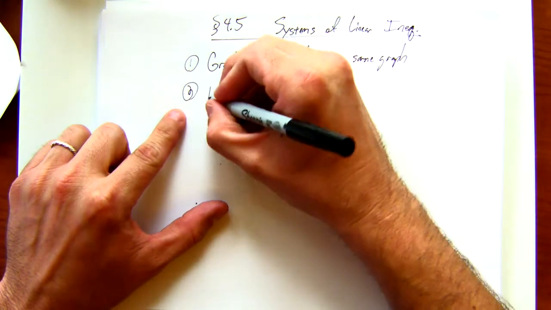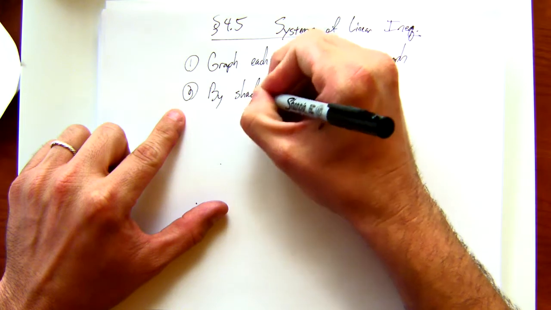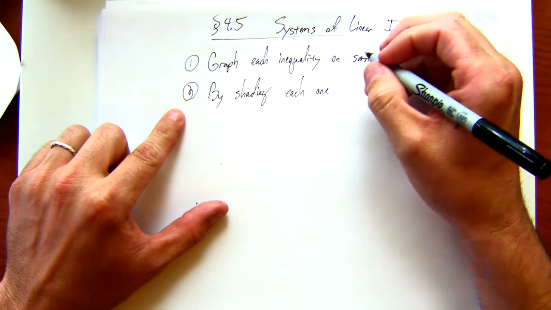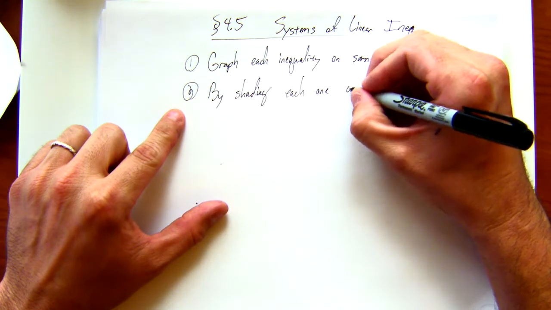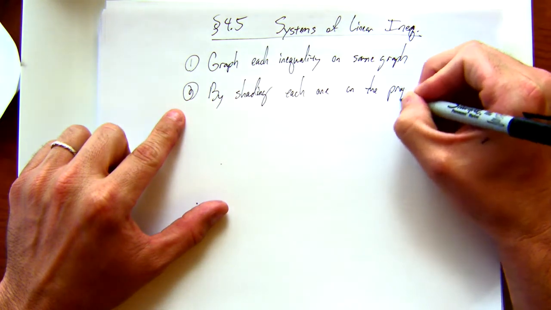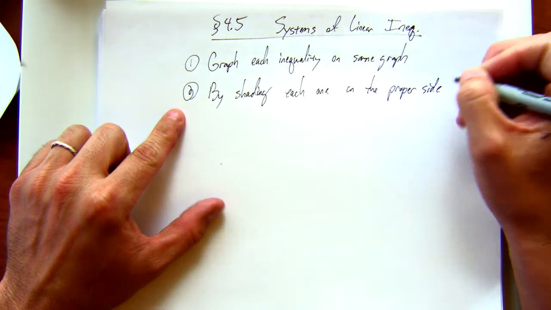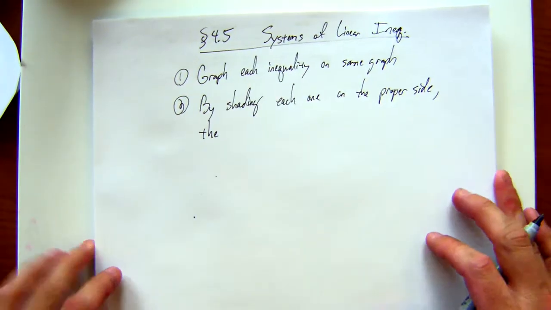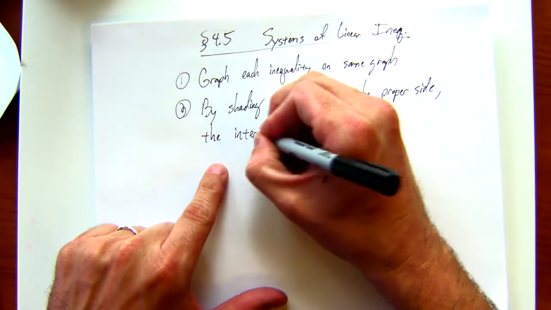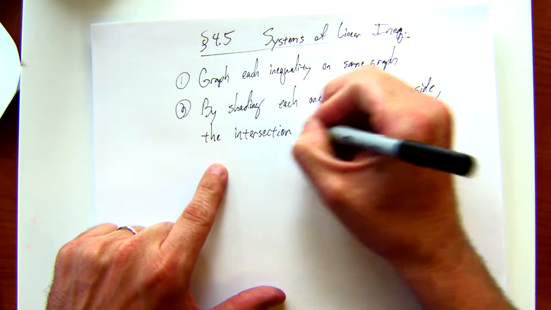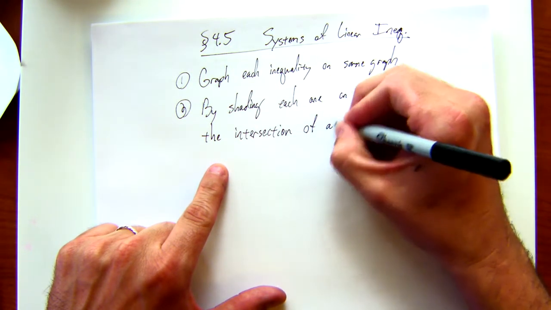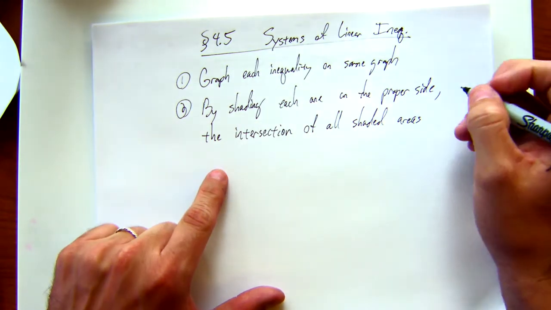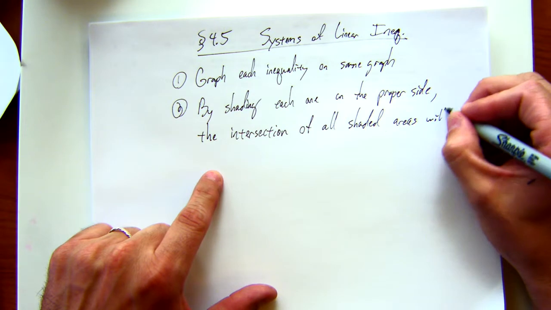Two, by shading each one on the proper side. Now we're going to do that same intersection thing again. It's the intersection of all the shaded areas. That will be the solution.